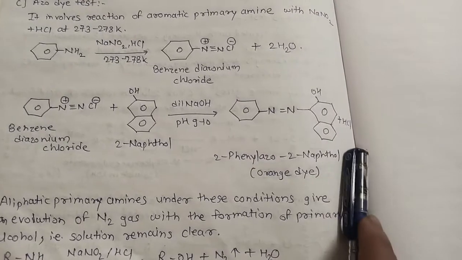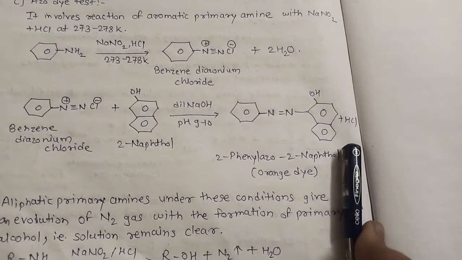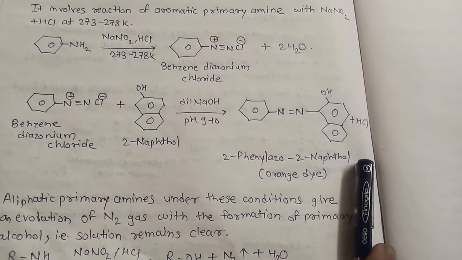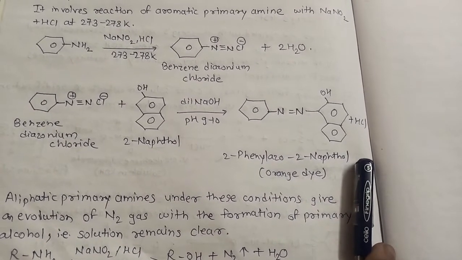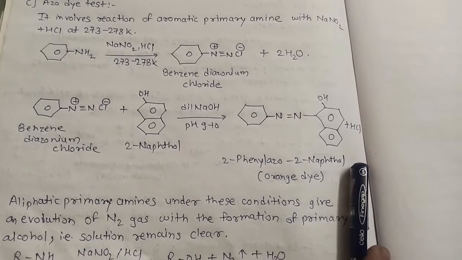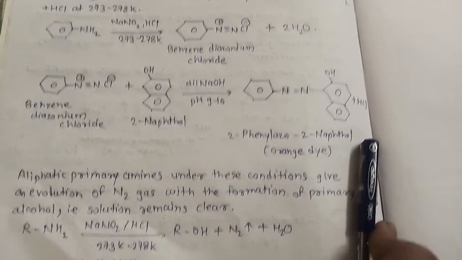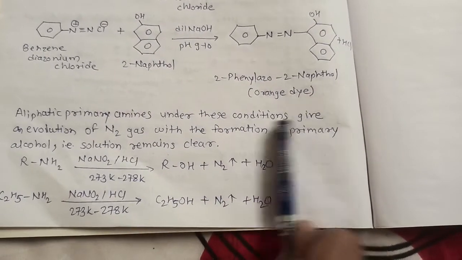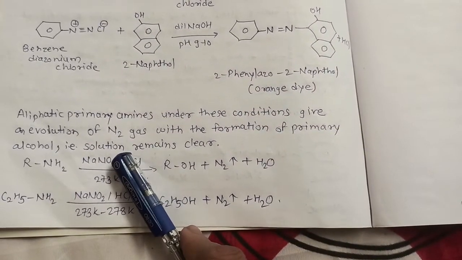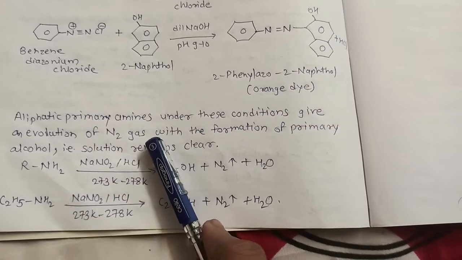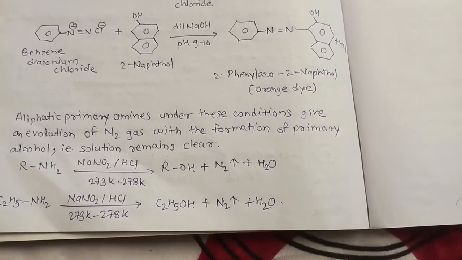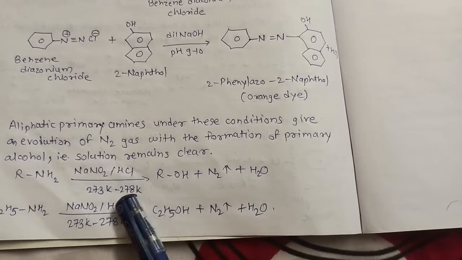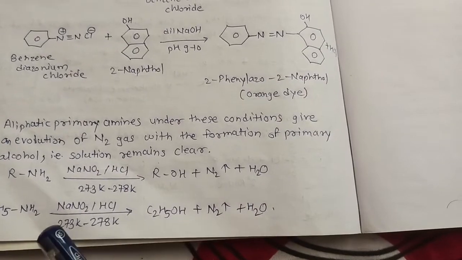It is known as orange dye. So orange color is obtained from this dye, therefore it is known as orange dye, 2-phenyl azo 2-naphthol. So aromatic amine gives this test, whereas aliphatic primary amines under the same conditions give off nitrogen gas, and if N2 goes out, no coupling will take place, and they will form primary alcohol, which remains in the solution, and the solution becomes clear.